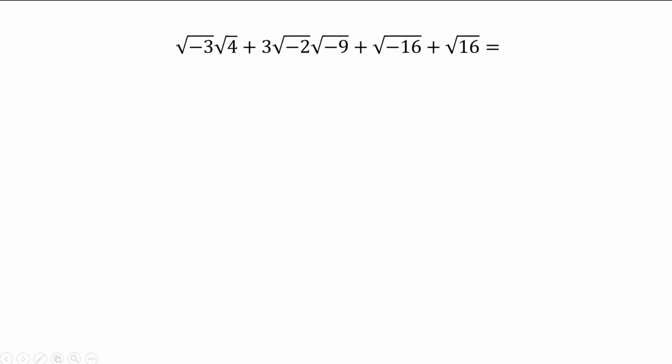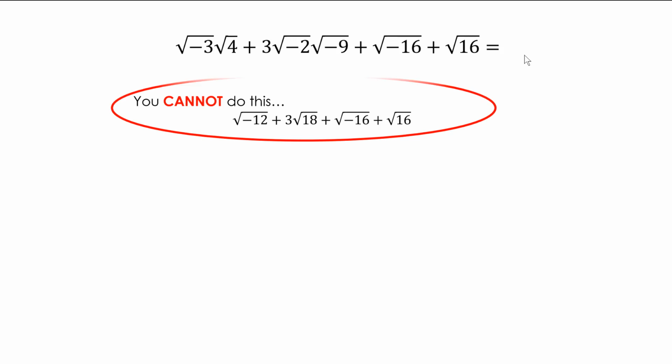One thing you cannot do is this. You cannot just treat this like any old real numbers. You can't treat these like they are all real numbers and just multiply the radicands. Especially in the second term here, you can't multiply the square root of -2 times the square root of -9 and get the square root of 18. That is not a true statement. These are not real numbers. You have to change it to i notation, and then you can start doing your algebraic manipulation. So this is a definite no-no. Do not do that.